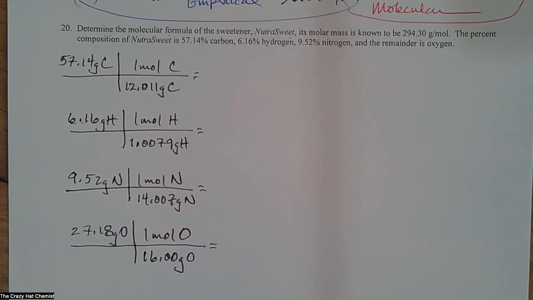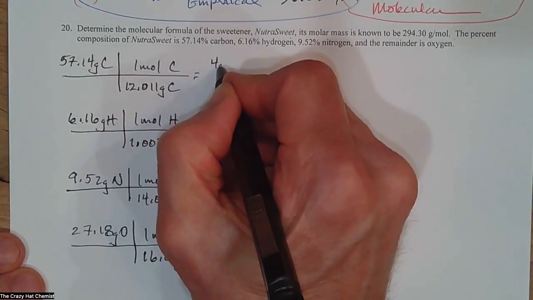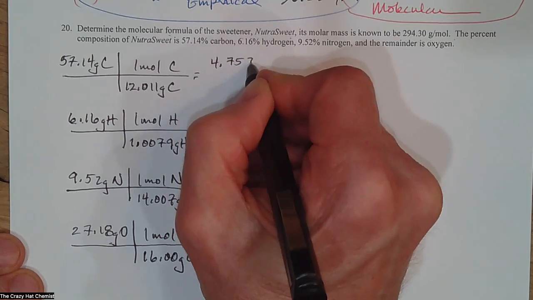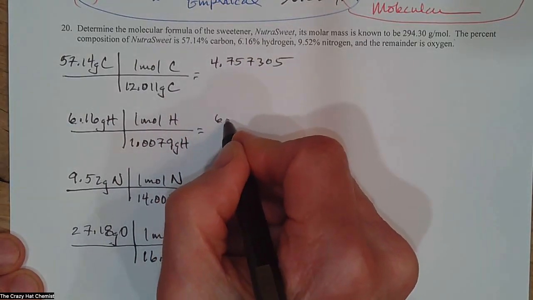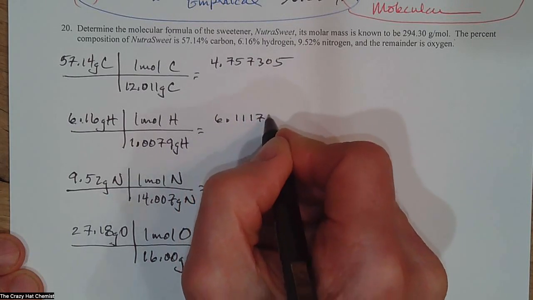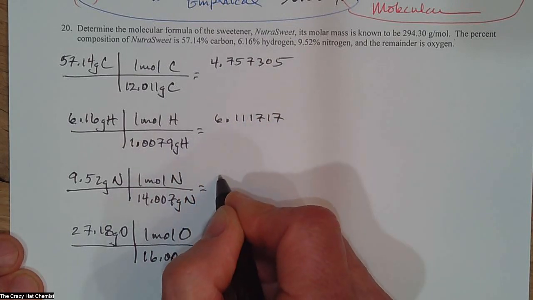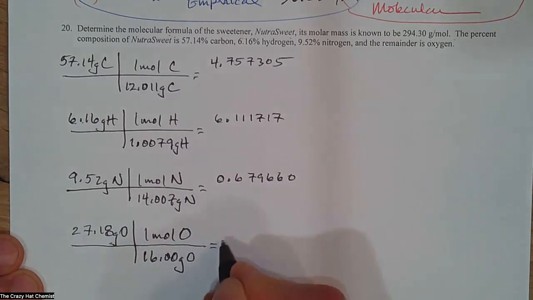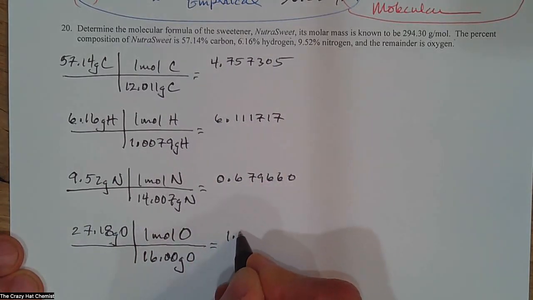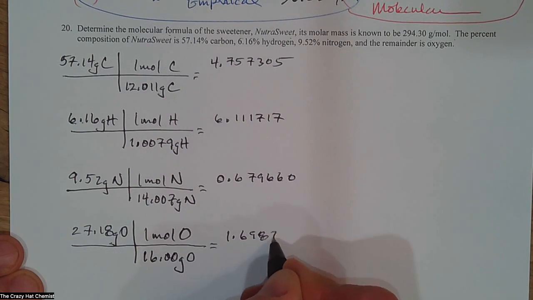All right, so we're going to get numeric values for all of these, and this is 4.757305. This one is 6.111717. This one here is 0.679660, and this one here is 1.69875.